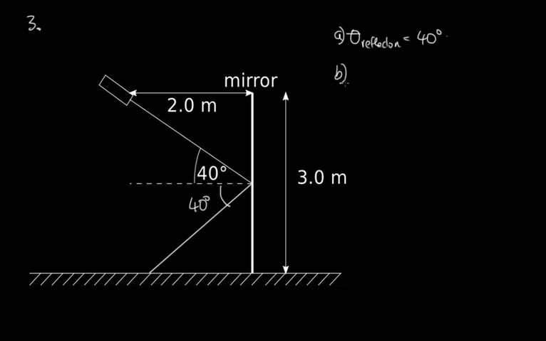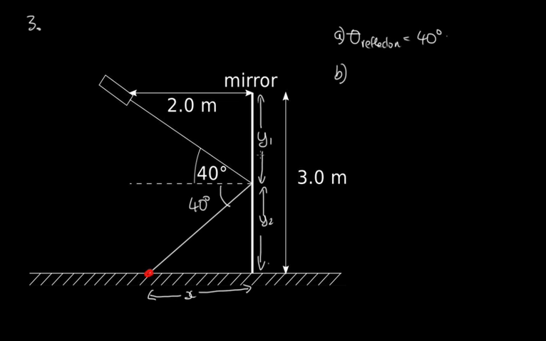Now in part B, it says how far in front of the mirror does the laser beam strike the floor. So what we're trying to find is this point here. So let's label this length along here, length X. So if we can find X, that will be the answer to our problem. So in order to do that, we're going to need to use a bit of geometry. Let's label this part here Y1. So that's the top of the mirror to where the laser beam hits the mirror, and we'll call this Y2.